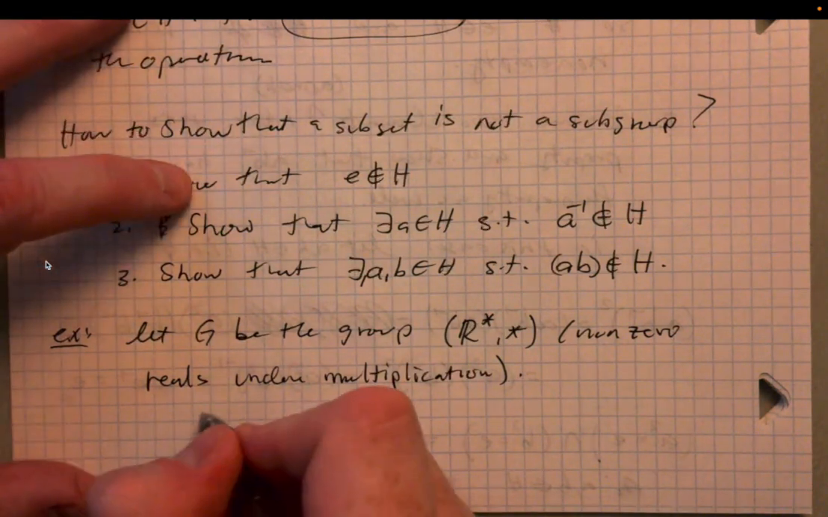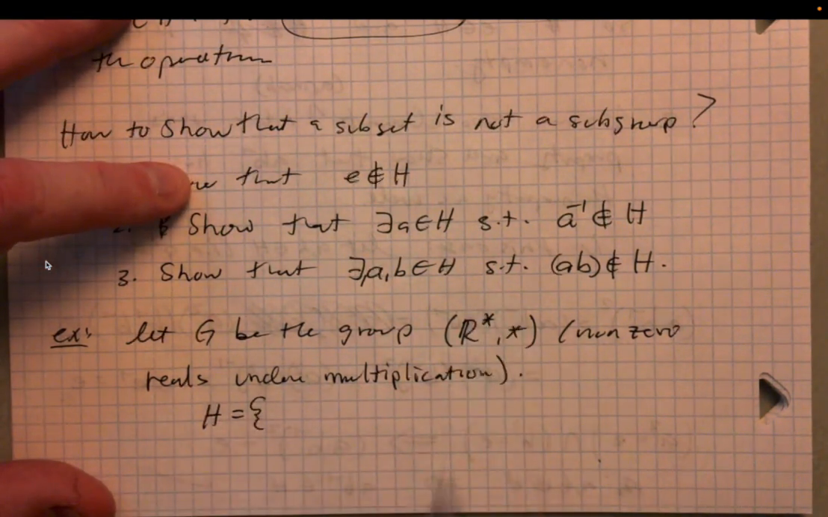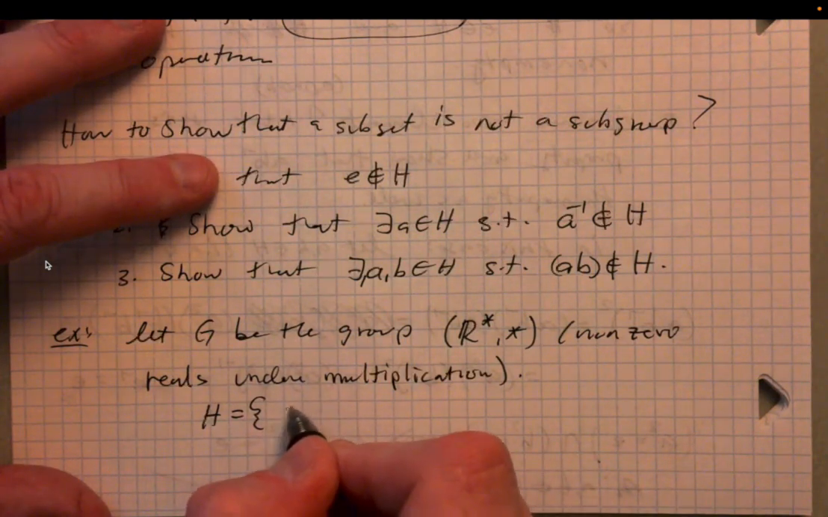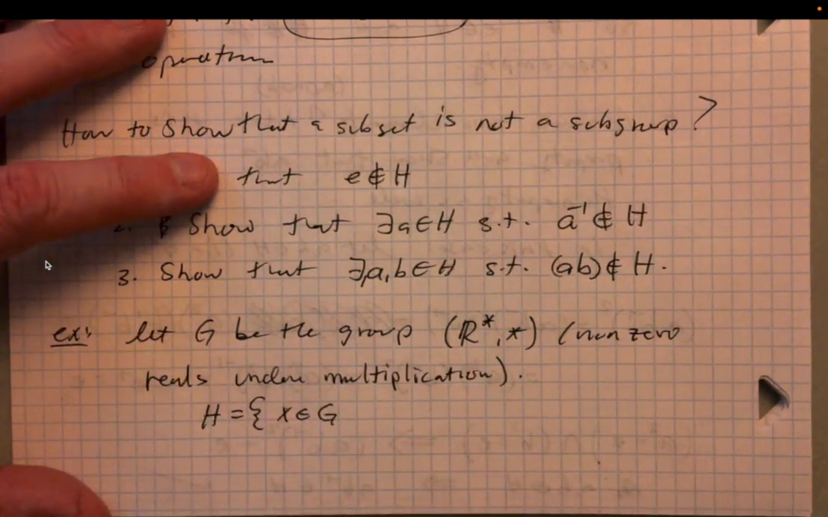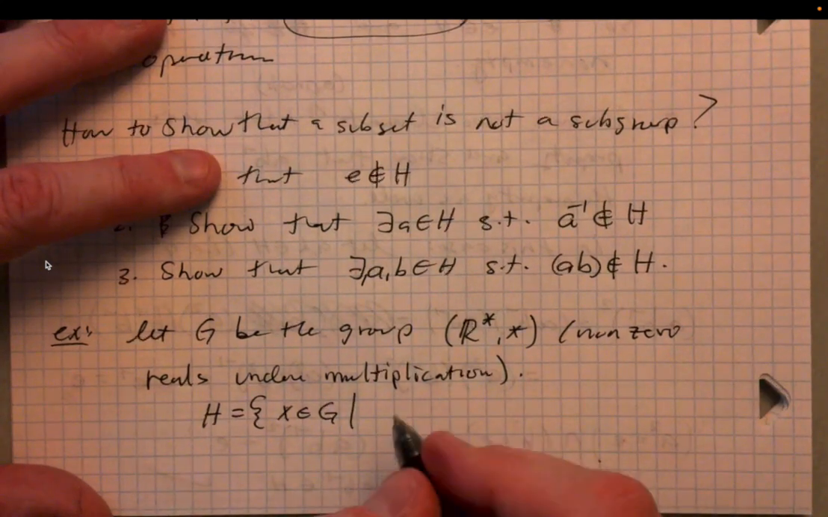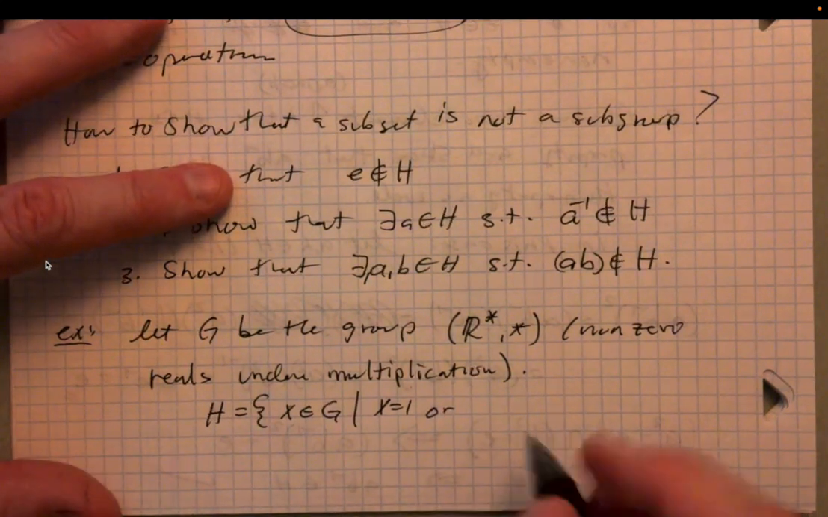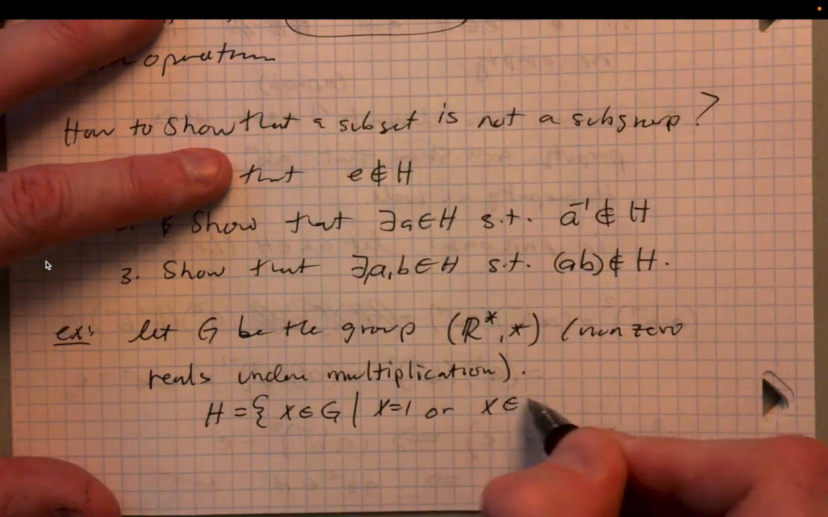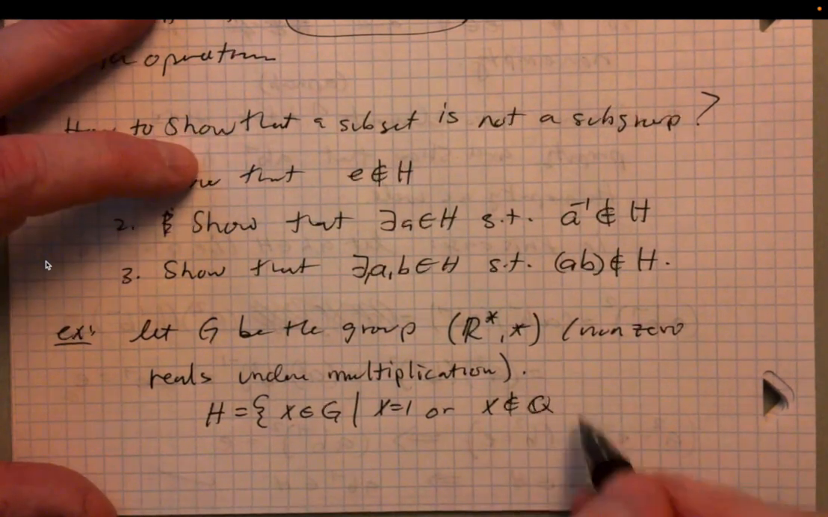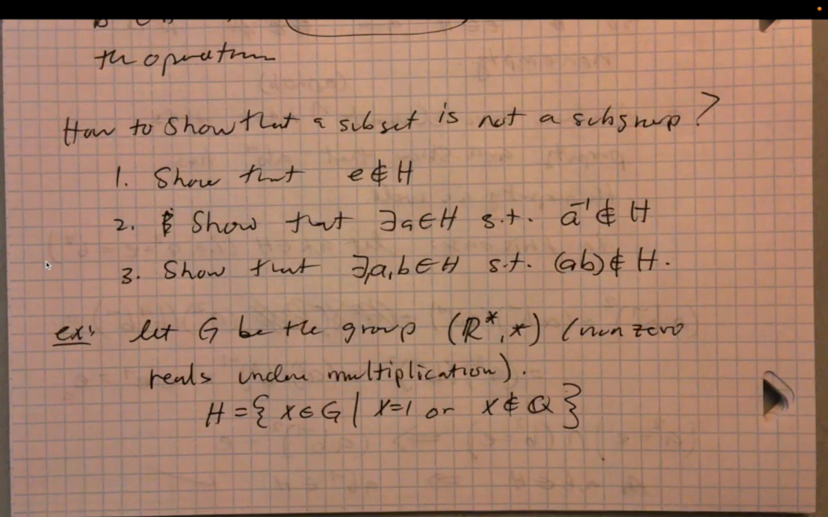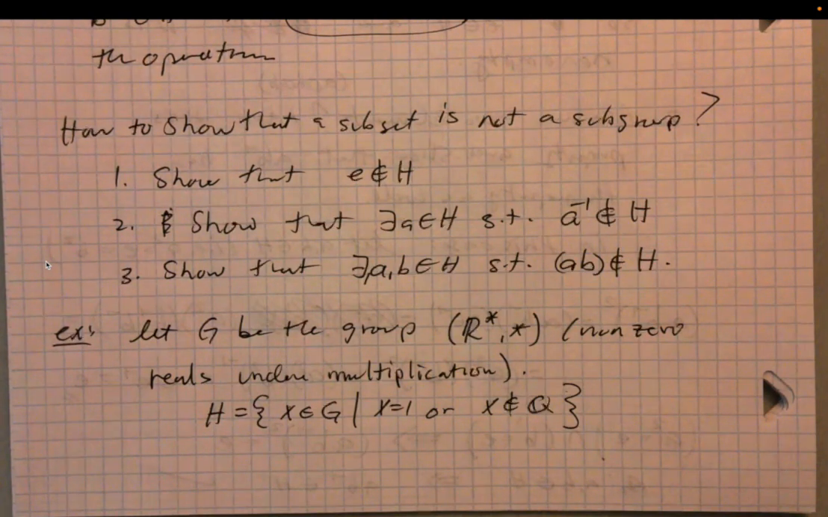Okay, and so we could define a subset H of R star. We could define it such that X is a member of the group, i.e. a non-zero real, such that X is equal to 1, that way we get the identity, or X is an irrational number, i.e. X is not a rational number, X is not in Q. All right. And so this is a subset of the non-zero reals, right? 0 is not in it. So this is a subset.